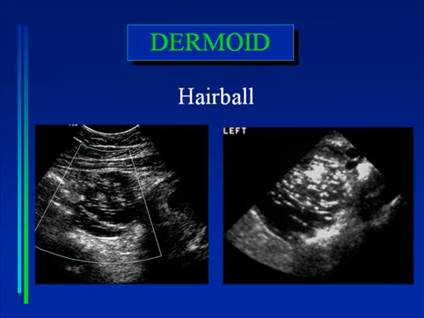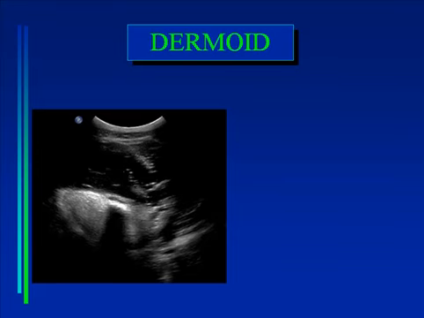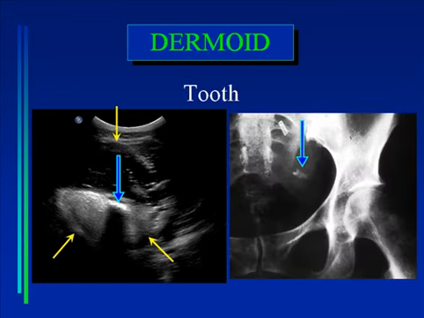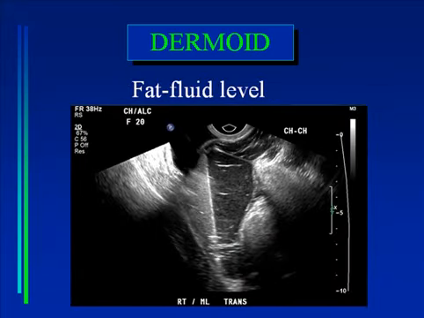Dermoids are common masses that frequently have very characteristic findings. For example, the finding of bright, linear, and intermixed punctate echogenicities within a mass that corresponds to hair is very characteristic, as we see in these two dermoids. Additionally, a complex mass that contains a highly echogenic focus that shadows, corresponding to a tooth, is another characteristic pattern of a dermoid. And finally, identification of a fat fluid level is also specific for a dermoid.